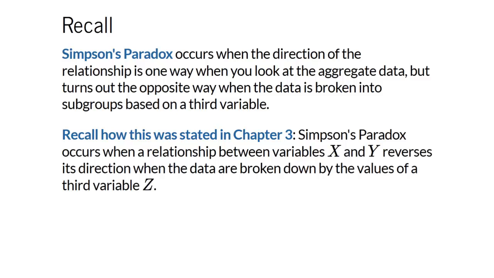We stated this in terms of variables back in Chapter 3. X was our explanatory variable, Y was the response, and Z was the third lurking variable. We said that Simpson's paradox occurs when a relationship between X and Y reverses its direction when the data is broken down by the values of the variable Z.